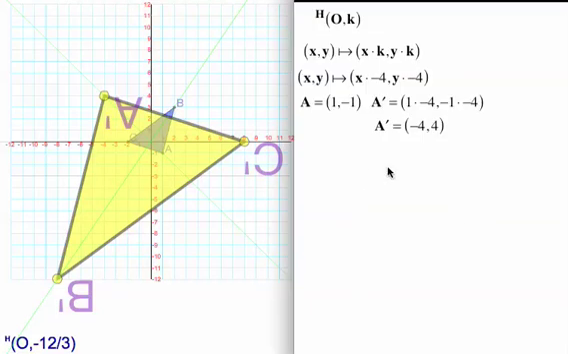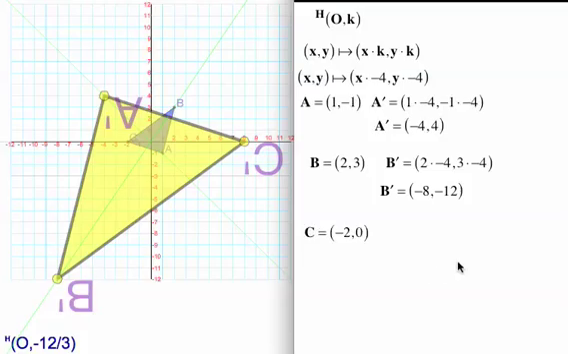Let's look at the other points. Now B is 2, 3. And so B prime is going to be 2 times negative 4 and 3 times negative 4, which is negative 8, negative 12. And see our B prime, negative 8, negative 12 as predicted. And the C is, where's the C, right here? Negative 2, 0. So our C prime is going to be negative 2 times negative 4 and 0 times negative 4, which gives us positive 8 and 0. And where's our C prime? Positive 8 and 0 right here. Okay, let's go on to another question.